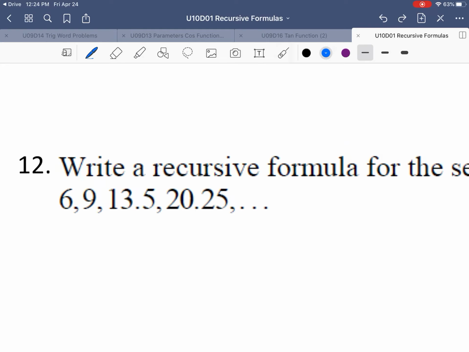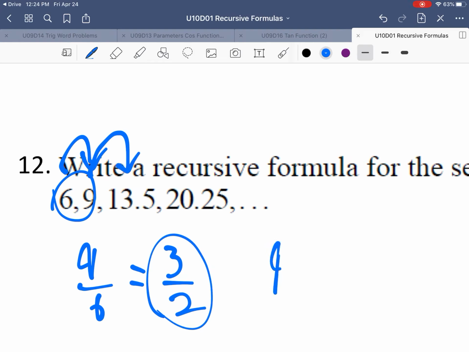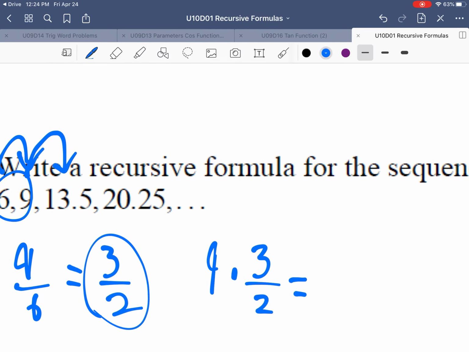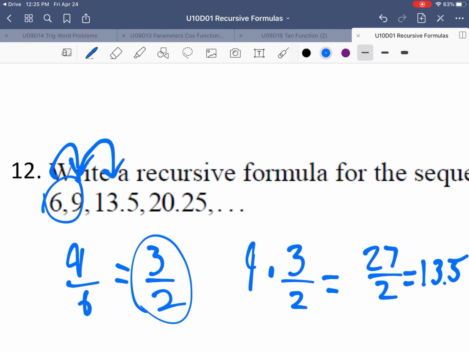Usually when you get halves, it involves multiplying by fractions of some sort. A good way to figure out if you're multiplying by a number is to take the two numbers and divide them. So 9 divided by 6 is 3 over 2. That means if I multiplied 6 by 3 over 2, I get 9. So let's say I multiply 9 by 3 over 2. If I get 13 and a half, then this is the pattern. So 9 times 3 is 27. Divided by 2 is 13.5. So the rule here seems to be multiply by 3 halves. So hopefully that helps you when trying to find your formula for this sequence.